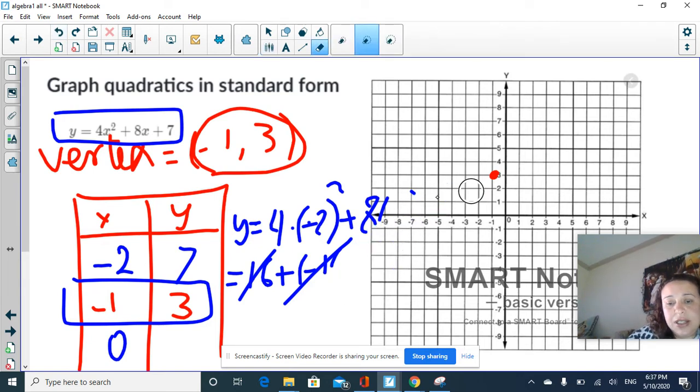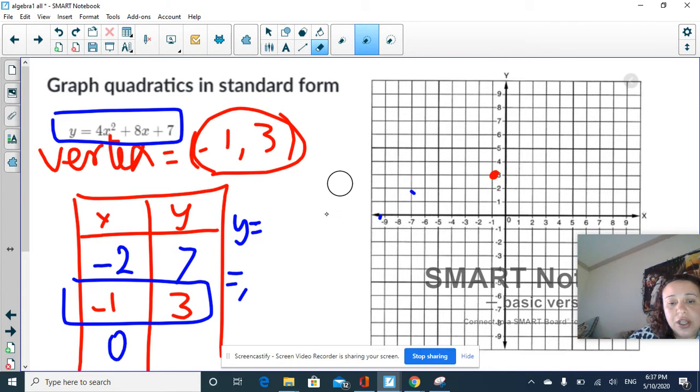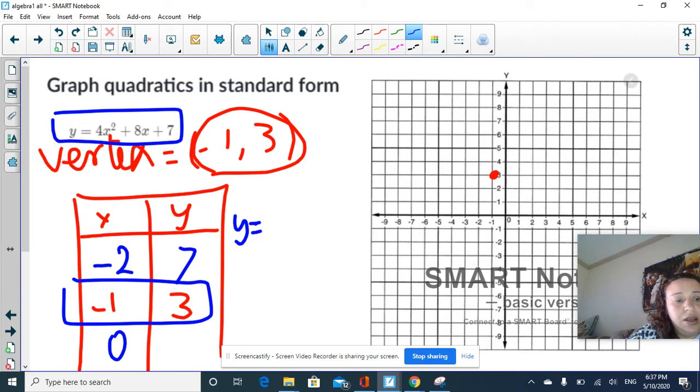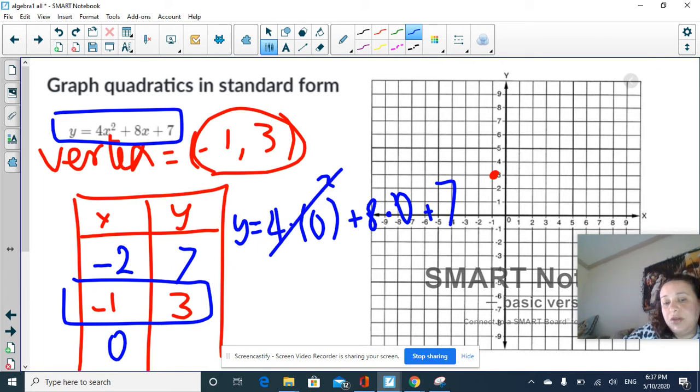When x equals 0, let's erase this to have some space. Now I plug in x equals 0 in this function. Y equals 4 x squared, which is 0 squared, plus 8 times x, which is 8 times 0, plus 7. 4 times 0 will be 0. 8 times 0 will give you 0. Then you have only 7.